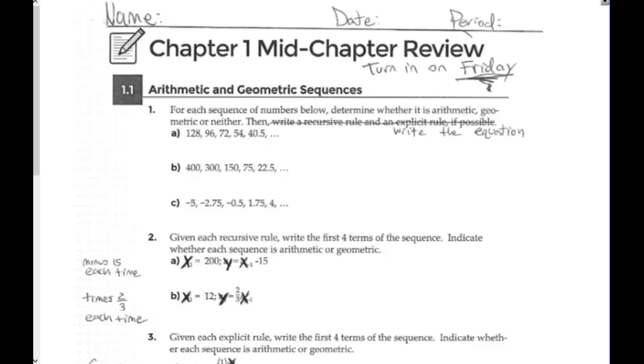Alright, for each sequence, determine whether it's arithmetic, geometric, or neither. So if you can subtract these two and subtract these two, let's do that. I'm going to do it on my calculator. 72 minus 96 is negative 24. 96 minus 128 is negative 32. So it's not subtraction. Let's divide.